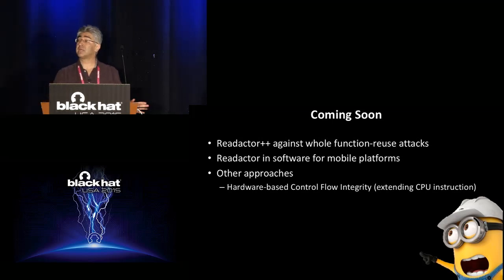This is another approach than randomization. It guarantees the control flow of your program. At least, in practice, it gives you some guarantees. And that means extending the CPU instructions with specific instructions that are used for control flow integrity. With that, I come to the end of the talk, and thank you very much for your attention.